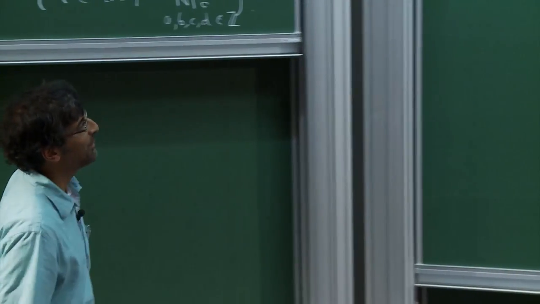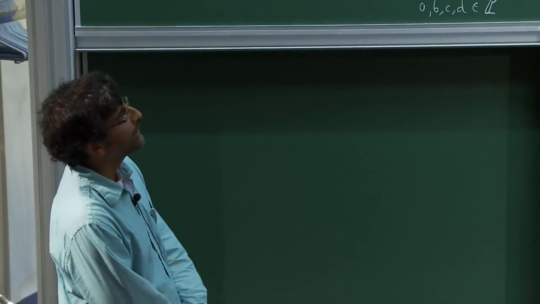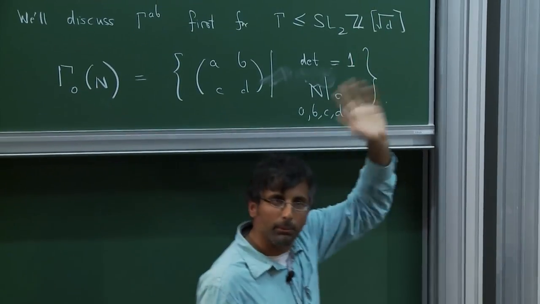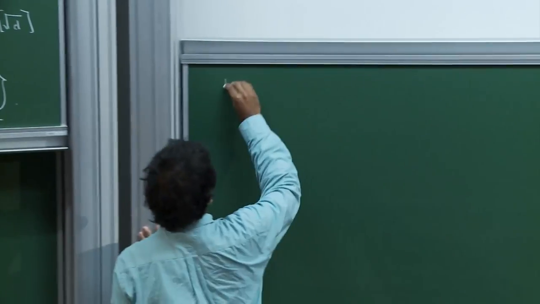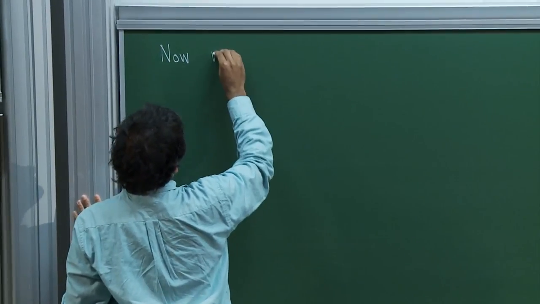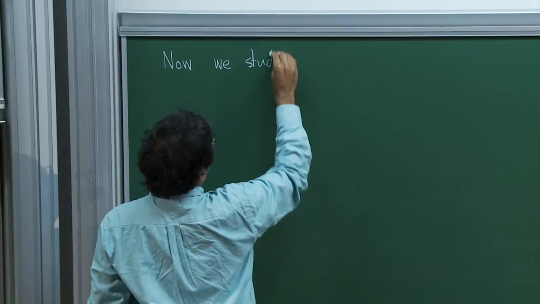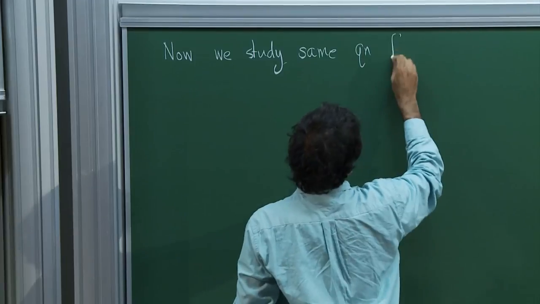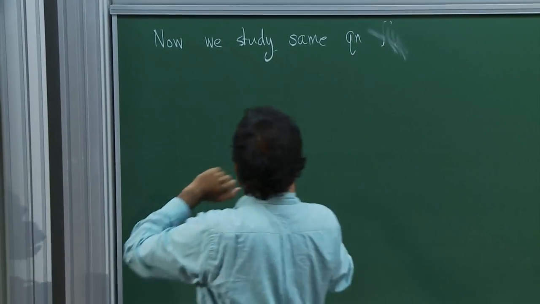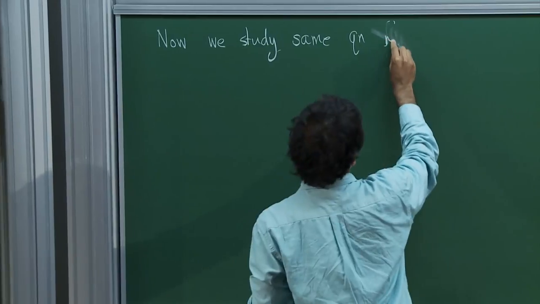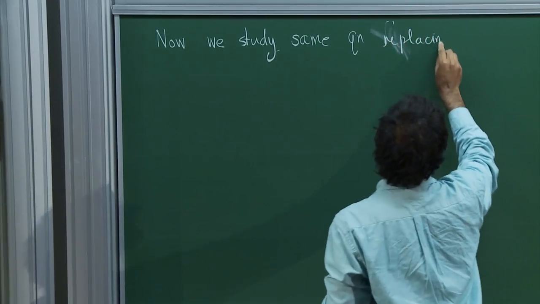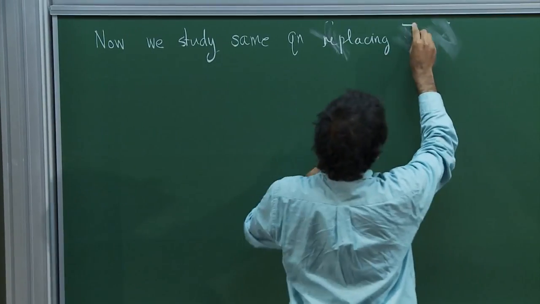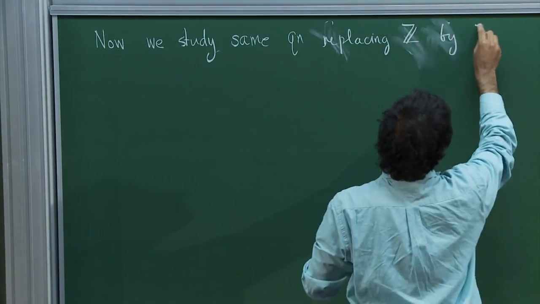So now I'll do the same thing, but I want to replace SL2Z by something bigger. Okay, so now we study the same question. Let's say replacing Z by Z of square root d, or by any quadratic order. Replacing Z by Z square root d.